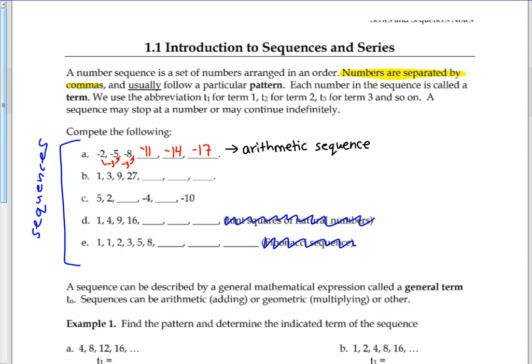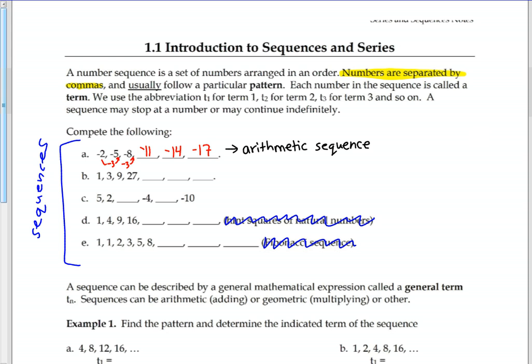You might be asking, well, what else would it be separated by? We can actually separate them with plus signs or minus signs, if we want to add the terms together or subtract the terms. That would be called a series, which is another part of this unit. So there's sequences and there's series.